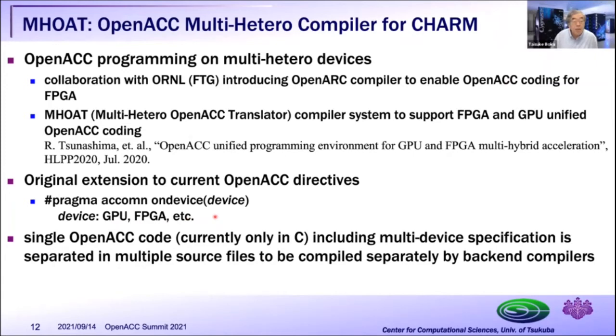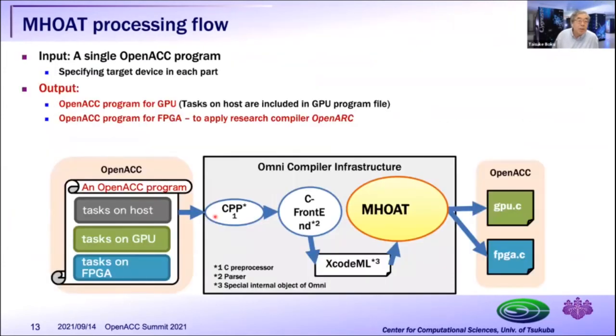So the user can easily code a program to control multiple devices in a single OpenACC code. This is a schematic view of how the compiler works, but it is quite simple. There are three parts in the single OpenACC code: the host CPU code, the GPU part, and the FPGA part. The GPU and the FPGA can be switched by the programmer with ACC OMN on device, as I explained before.